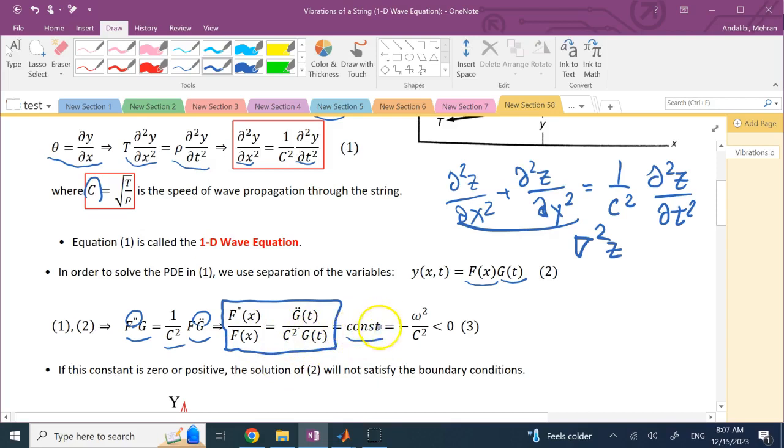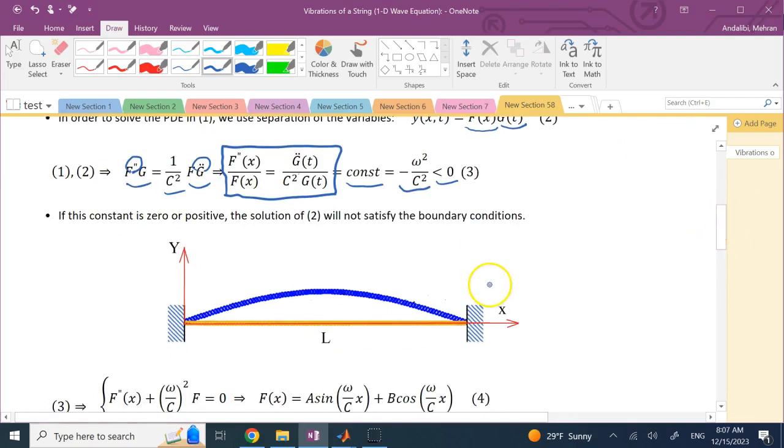Now the question is whether this constant is negative, positive, or zero. And I can show you the only possible solution for it is negative. Here, in order to investigate that, we need to consider some boundary conditions. The string we consider is what we call fixed, so it's fixed on the two ends, like for example the string on a guitar. It's fixed here and fixed here at x of 0 and x of L. And I'll show you that the only possible scenario for this constant is a negative. Otherwise, 0 and positive will not satisfy the boundary conditions.